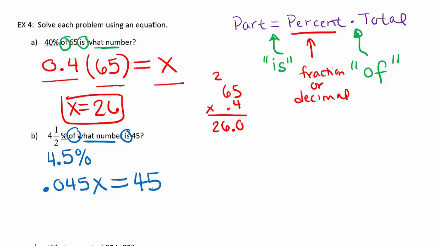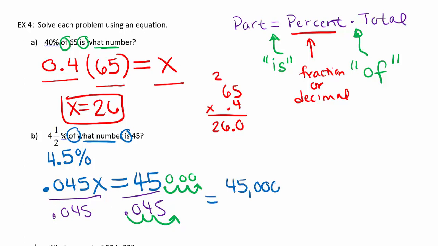In this problem, we're actually finding the total. We're taking the percent times the unknown total, and they gave us the part. So to solve this equation, I have to divide by 0.045. To divide by a decimal, you have to clear the decimal. So I have to move it 1, 2, 3 places to the right. I have to do the same thing in the numerator. So I'm going to have to put 3 zeros in there. And I get 45,000 divided by 45. And that is going to be 1,000.